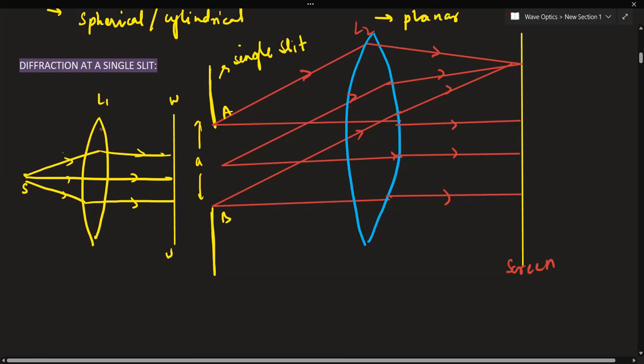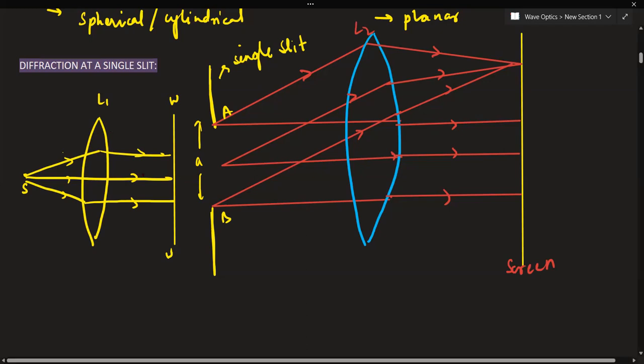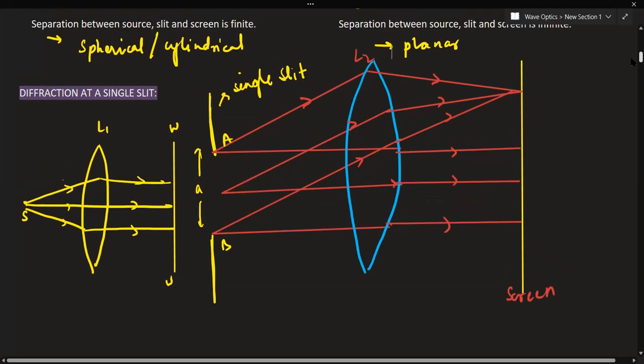And one more thing, can anyone tell me whether it is Fresnel's diffraction or Fraunhofer's diffraction? Fresnel's diffraction. Why Fresnel's diffraction? Because the distance between the source and screen is finite. Yes, teacher, finite. See, we have drawn it very closely just because we cannot draw infinite. How is it infinite and how is it finite?